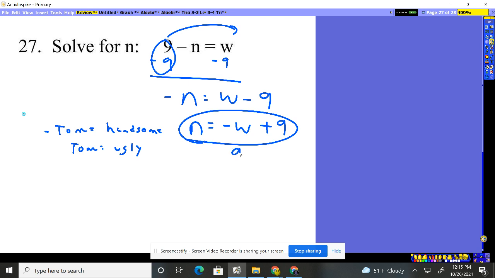Please know we could rewrite that as 9 minus w, because here in the problem 9 is positive. It's positive right here. And then w in the problem is negative, and that has it negative right there. So 9 minus w would be another way we could write it if we wanted.